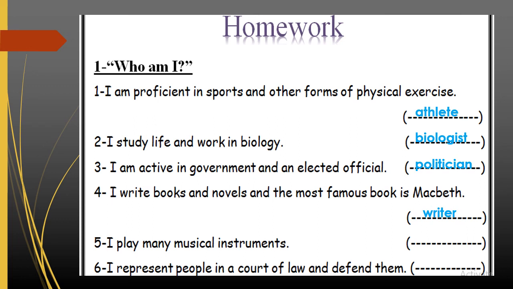5. I play many musical instruments. Who am I? Excellent. Musician. The last one, I represent people in a court of law and defend them. Who am I? Excellent. Lawyer.